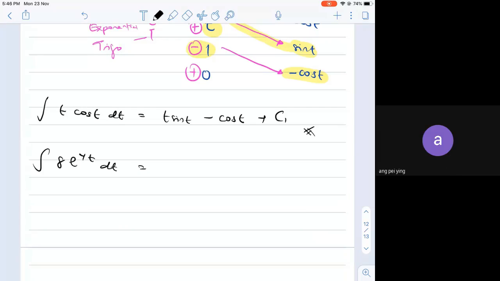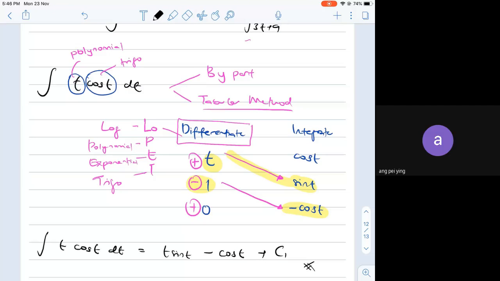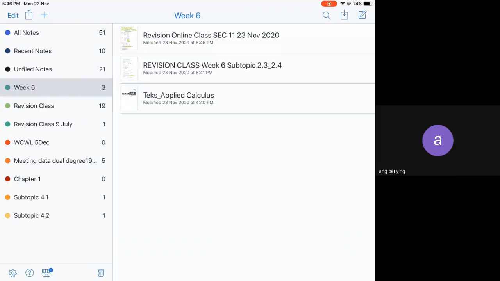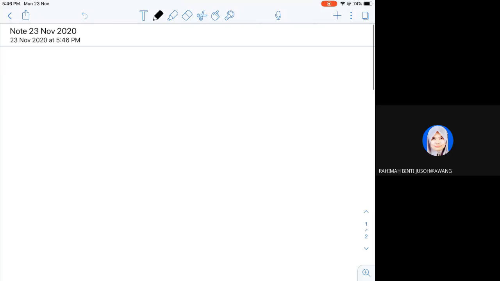Can I ask, for the tabular method, must we differentiate until 0? Yes, for every question. For a polynomial question, we have to differentiate until 0. If not, what happens, guys? Let's say you have this type of question.